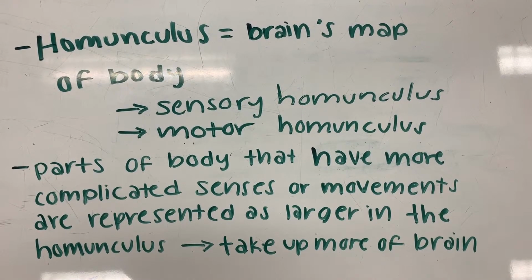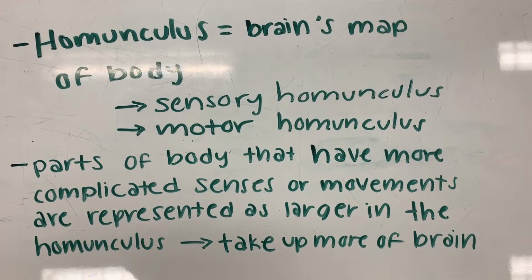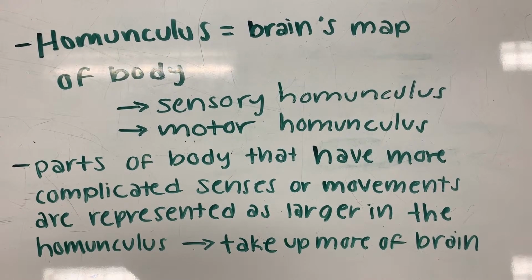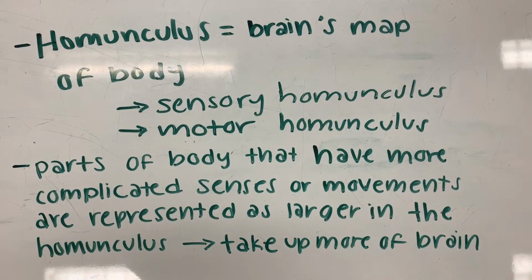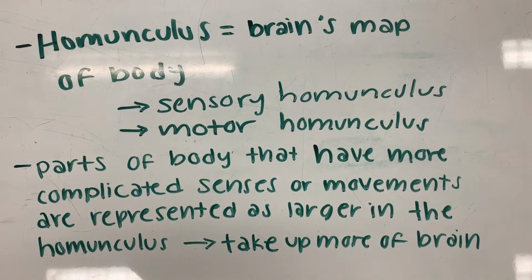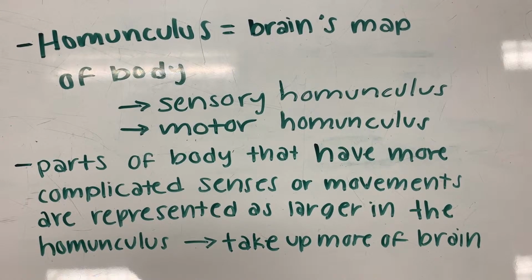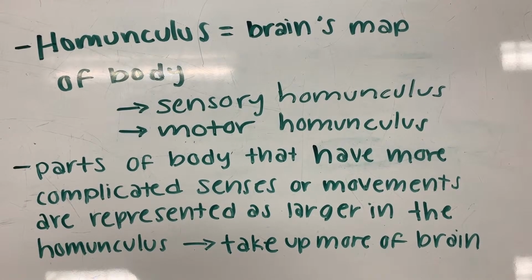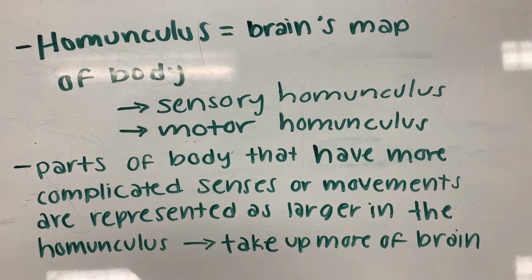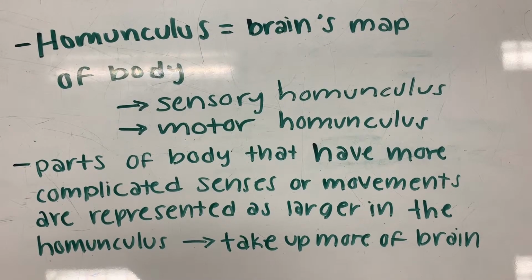The homunculus maps out the body the same way your body is organized anatomically, and it encompasses the different proportions of the body's senses. There are two types of homunculus, the motor homunculus and the somatosensory homunculus. The parts of your body that are more complex are represented more in the homunculus with respect to sensing and moving.